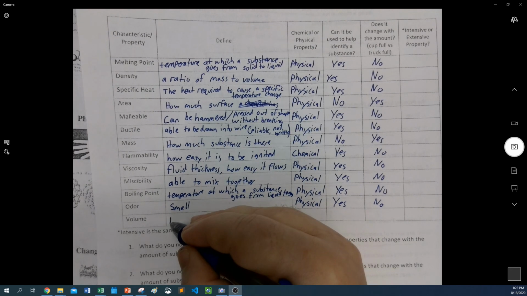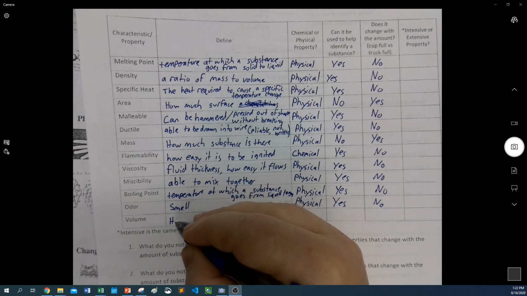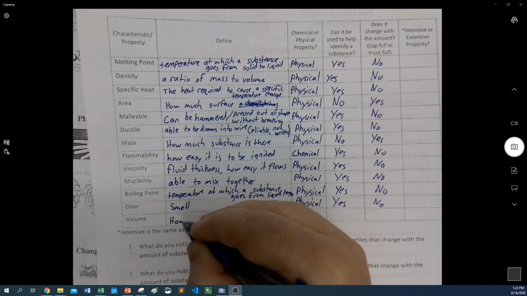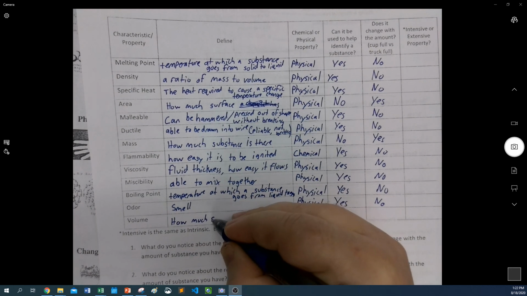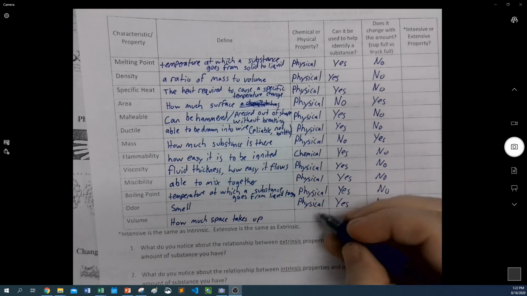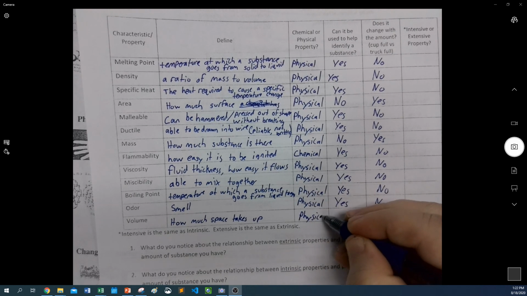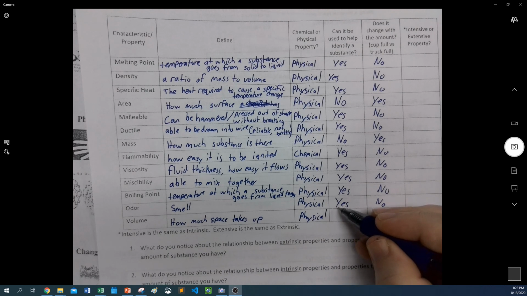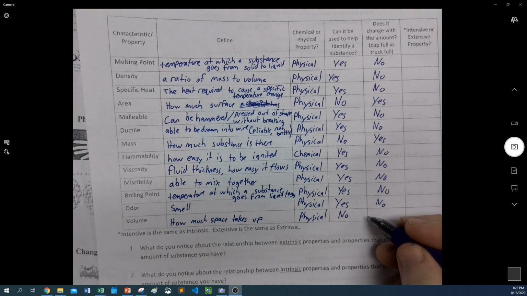Volume is how much space something takes up. This would be physical. And no, you can't really use that to figure out how much something is. You can use both mass and volume together to figure out density. You can use density. But if I only told you volume, like I have 500 milliliters or something, you would not be able.